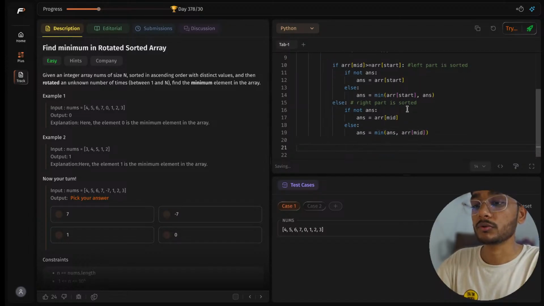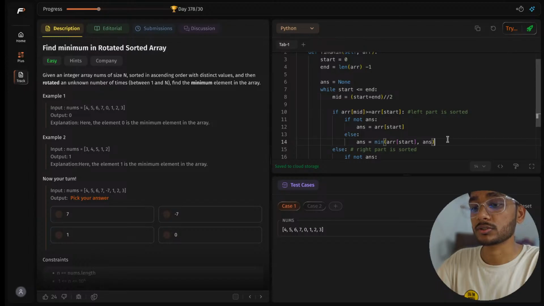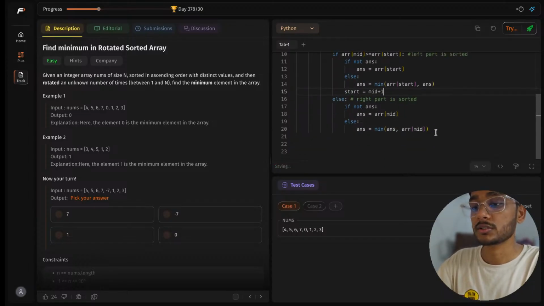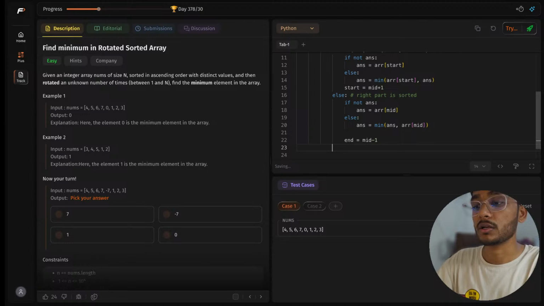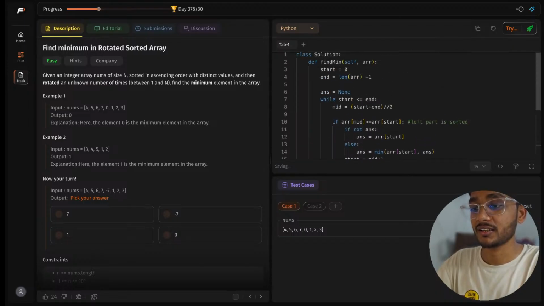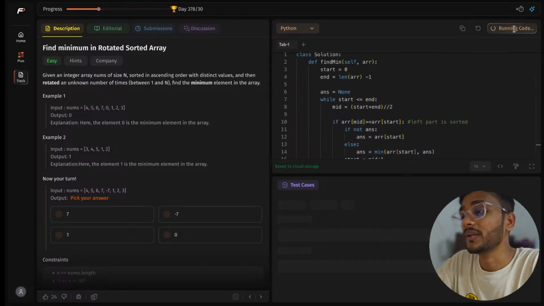And what will be the next step? Here it is the same, and now we need to move to left part is sorted. That means we need to move to the right. So start will be mid plus 1, else end will be mid minus 1, and finally let's return the result, answer. Okay, great. So I'm hoping everything is perfect.